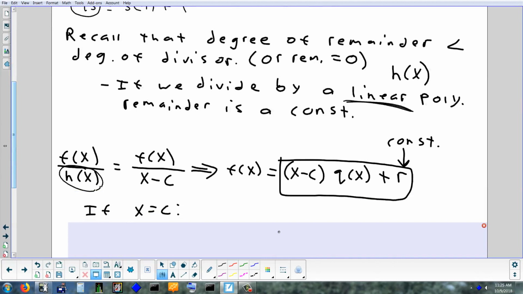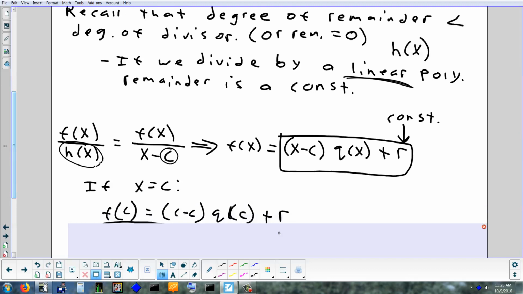Let's pretend that x equals c. Okay, and if you're wondering, well, why? Why would we let x equal c? Just watch what happens if you do. I'm basically going to take the equation up above, and I'm going to fill in c, which is just the number that was after the minus sign in the division problem.